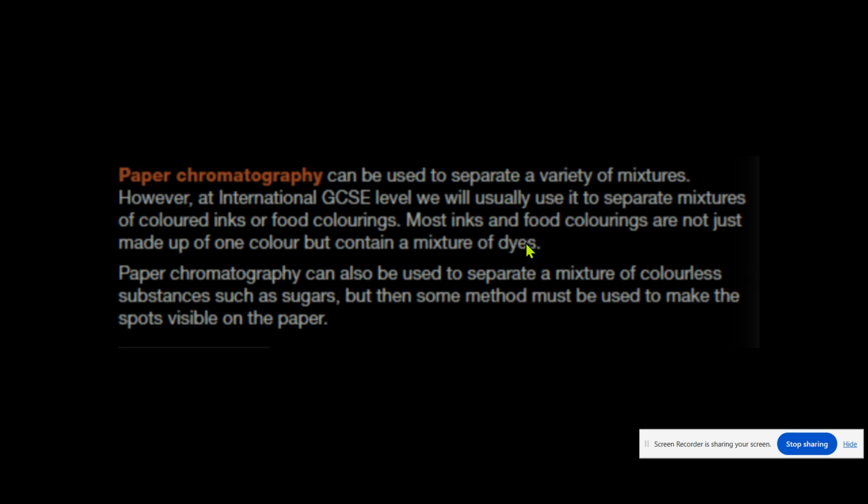In paper chromatography, although you only see one color, once you go through the chromatography, you will see different dyes, and these different dye colors mix together and form one color. It can be used to separate a mixture of colorless substances such as sugars, but then some method must be used to make the spots visible on the paper.